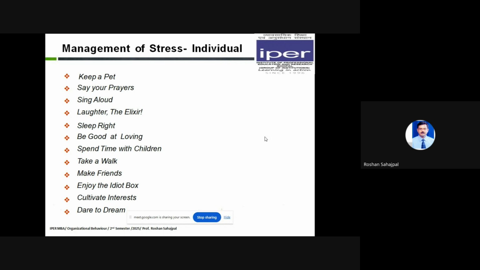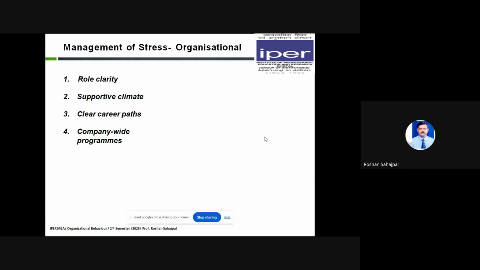Cultivate some interest, you know, pursue some hobby that will help you to put yourself under a lot of relaxation. Dare to dream. Think of some target to achieve and make yourself busy in that. That will help you to de-stress yourself.